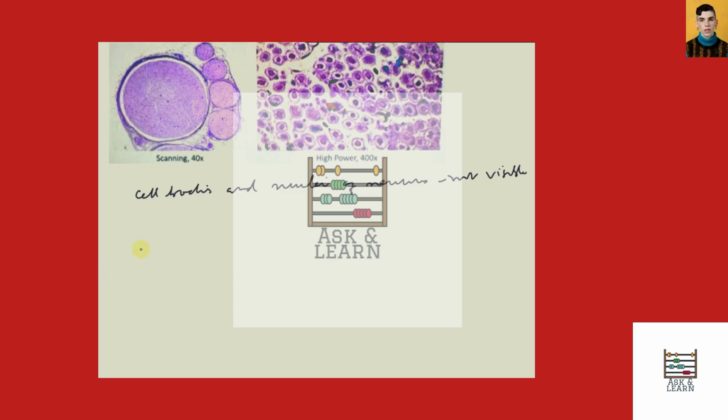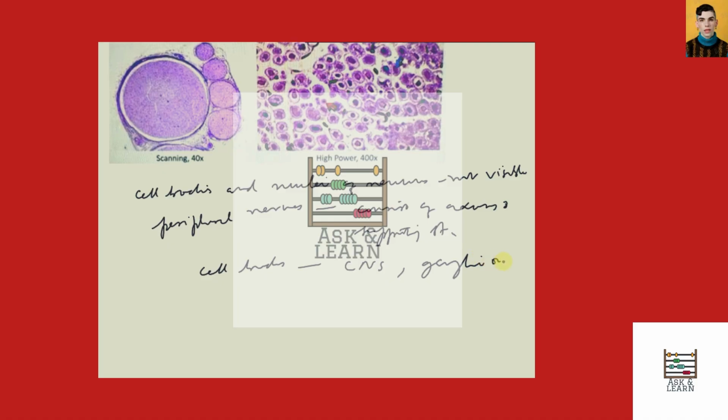This is because peripheral nerves primarily consist of axons and their supporting structures, while the cell bodies are typically located in the central nervous system or in ganglia outside the central nervous system.